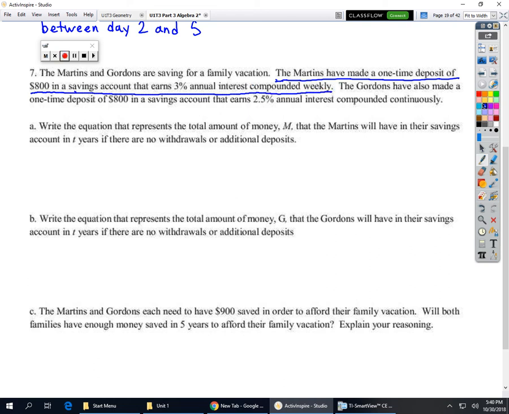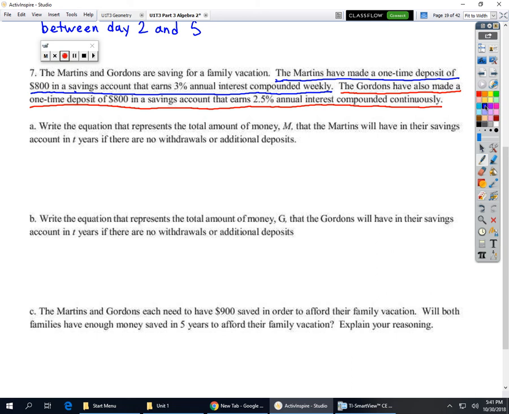All right, next. Gordons, the other family, have also made a one-time deposit of $800 in a savings account that earns 2.5% annual interest compounded continuously. So look at the information and break it down. So first, A asks me to write the equation that represents the total amount of money the Martins, red and blue, will have in their savings if there are no withdrawals or additional deposits.